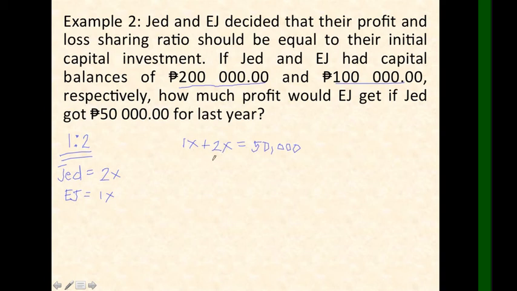So, 1 plus 3, I'm sorry, there's something wrong here. So, 2 yung kay Jed. Okay, sige, let's see. So, we have 3x equals 50,000. Divide mo siya ng 3. The answer is 16. Tama? 50,000, 16,000 ba? 50,000. Divide mo siya ng 3. That's equal to 16,000.